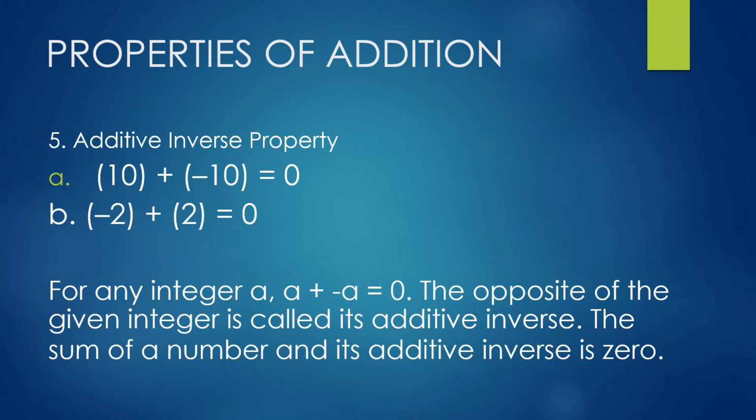The opposite of the given integer is called its additive inverse. So for this, if we have 10, its additive inverse is negative 10. If we have negative 2, its additive inverse is positive 2. So the sum of a number and its additive inverse is always equal to 0. So for another example, if we have negative 3, the additive inverse of negative 3 is positive 3, so the answer is 0.